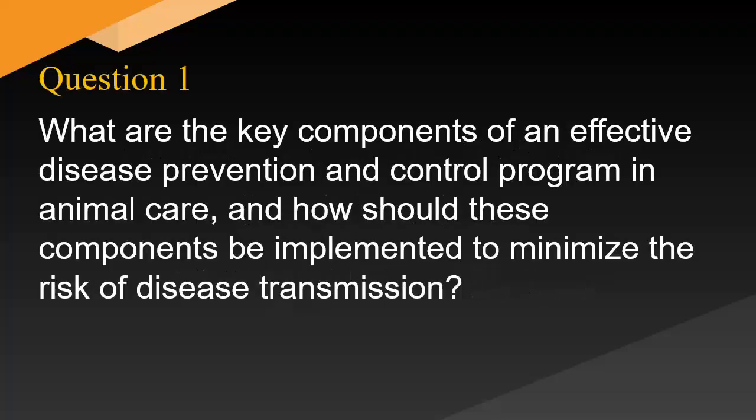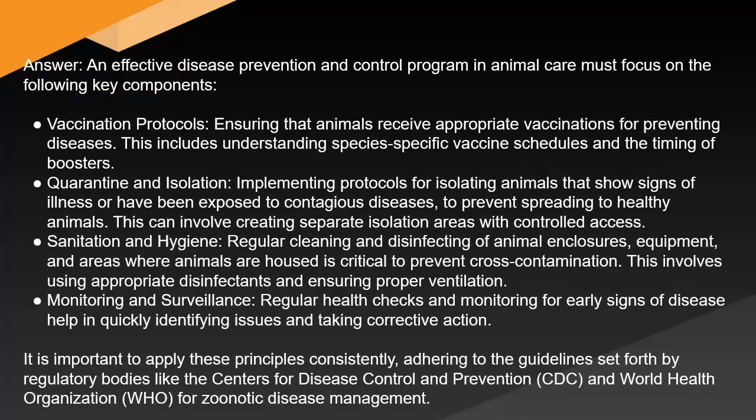What are the key components of an effective disease prevention and control program in animal care, and how should these components be implemented to minimize the risk of disease transmission? Answer: An effective disease prevention and control program in animal care must focus on the following key components. Vaccination protocols, ensuring that animals receive appropriate vaccinations for preventing diseases. This includes understanding species-specific vaccine schedules and the timing of boosters.